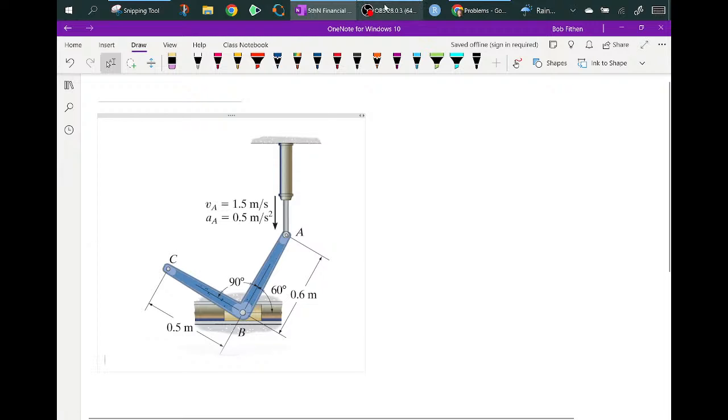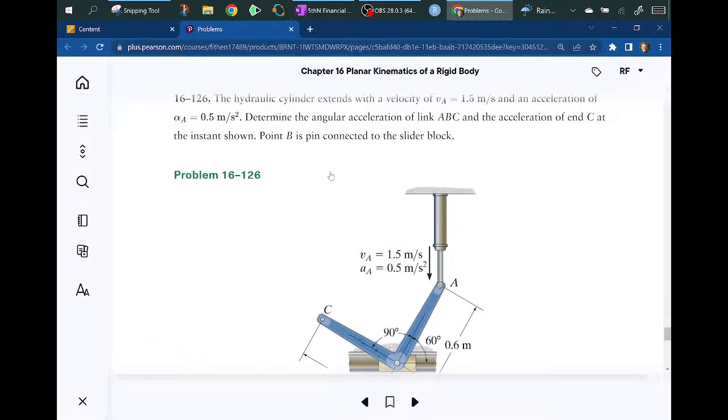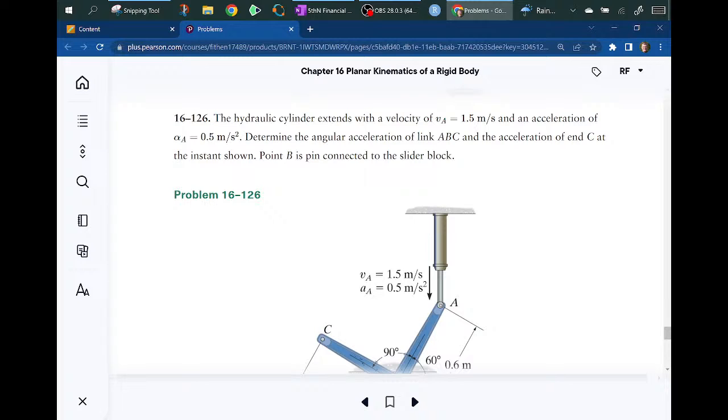So he wants to know the velocity and the acceleration in point C.